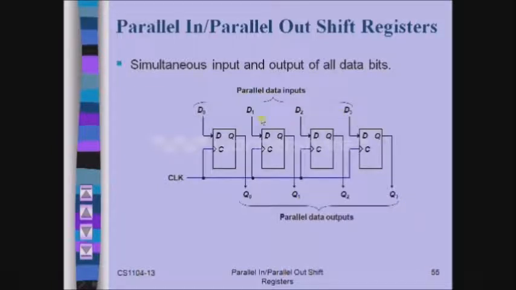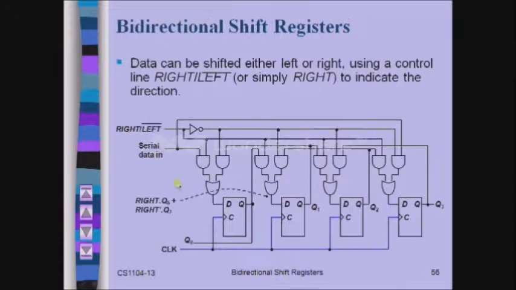So if I am giving 1, 1, 0, 0, during the rising edge of the first clock, what happens? The inputs would be processed by all these flip-flops, and then they will be producing the outputs independently. Now let us see one more functionality, that is the bidirectional shift register.